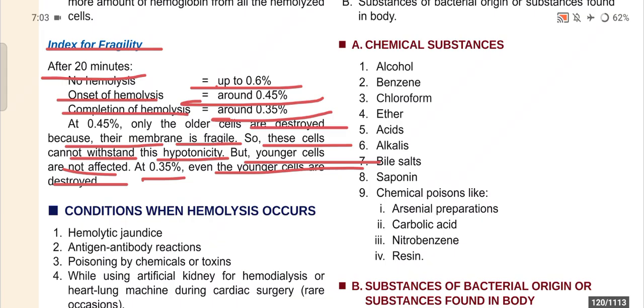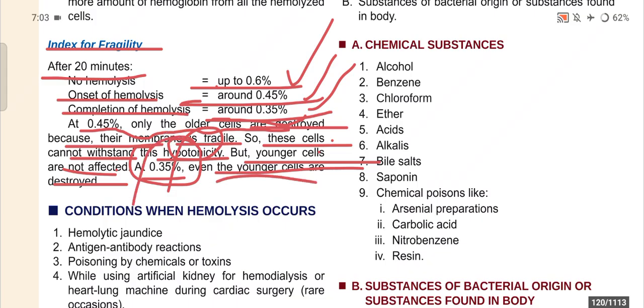So what are the indexes? After 20 minutes, no hemolysis up to 0.6%, the onset of hemolysis around 0.45% and completion of hemolysis at 0.35%. Why completion of hemolysis at 0.35%? Because at 0.45% only the older cells are destroyed because their membrane is fragile. So these cells cannot withstand the hypotonicity, but younger cells are not affected, but at 0.35% the younger cells are also destroyed.